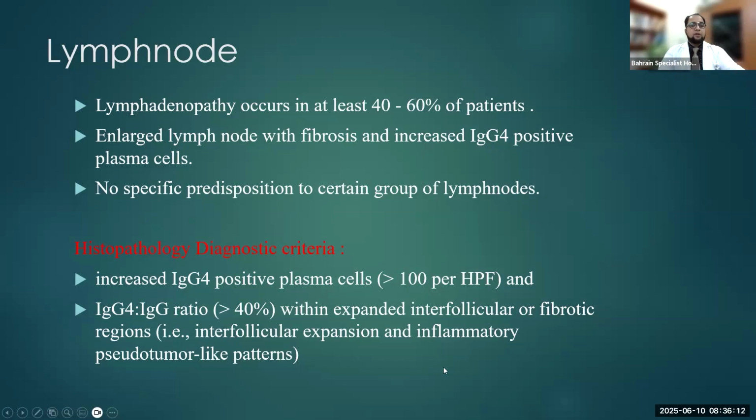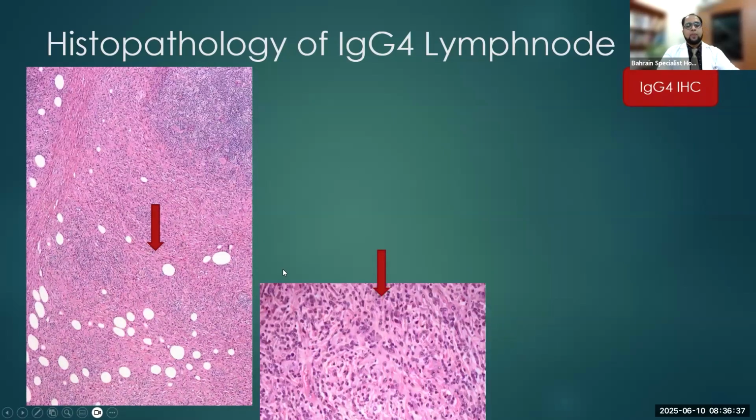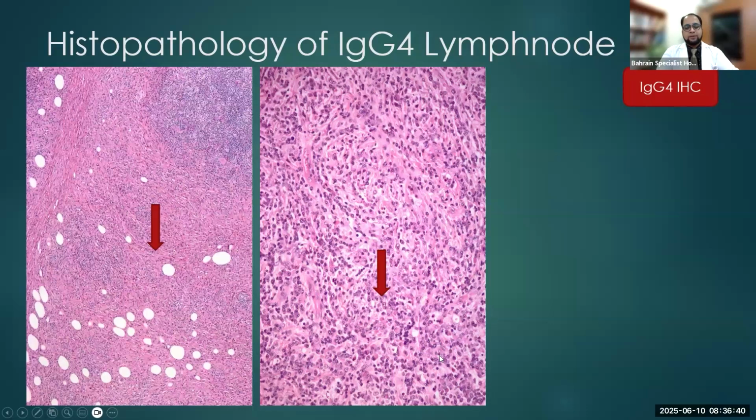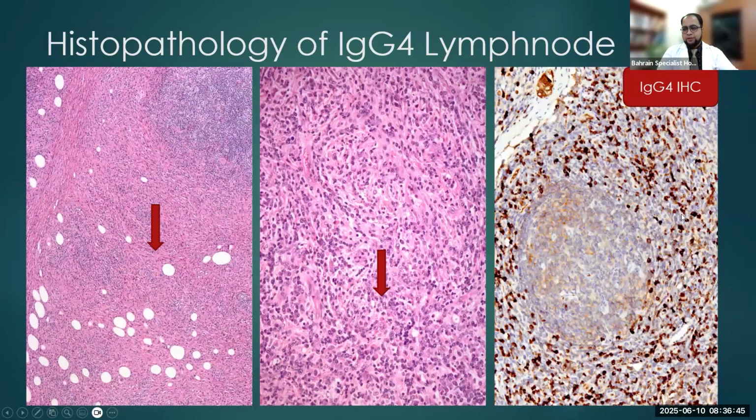So in lymph nodes, because the parafollicular area will show plasma cells, the criterion here is given as more than 100 plasma cells per high power field on immunohistochemistry. Similarly, IgG4 to IgG ratio should be more than 40%, which is universal throughout. These are a few of the images from lymph nodes showing the marked fibrosis and the parafollicular expansion by the plasma cells and lymphocytes. And on doing immunohistochemistry with IgG4, we can conclude the diagnosis.